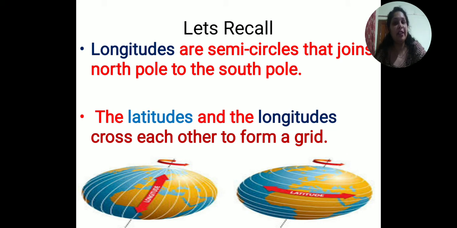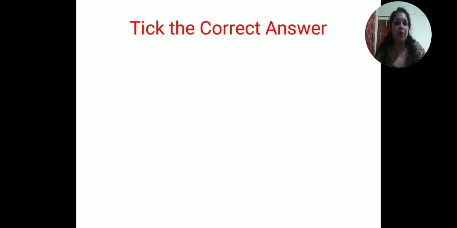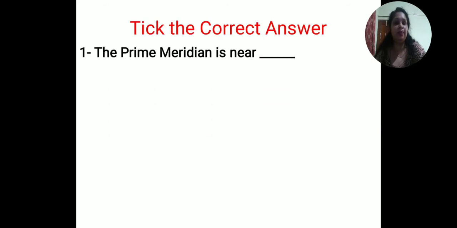When the latitudes and the longitudes cross each other on the earth, they form a grid. Now we will do a book exercise, students. First we will do the choose the correct answer.